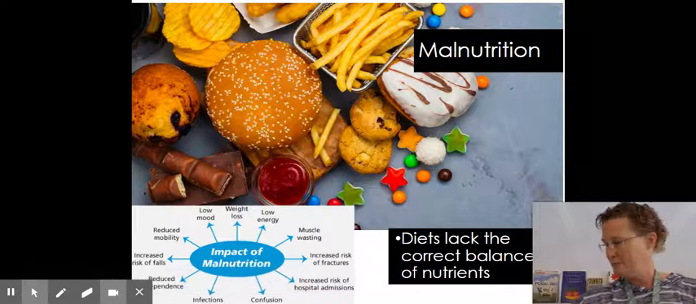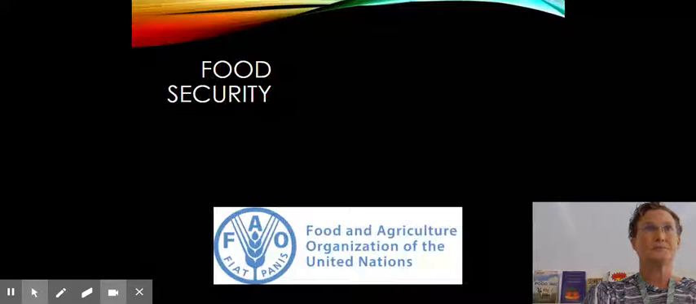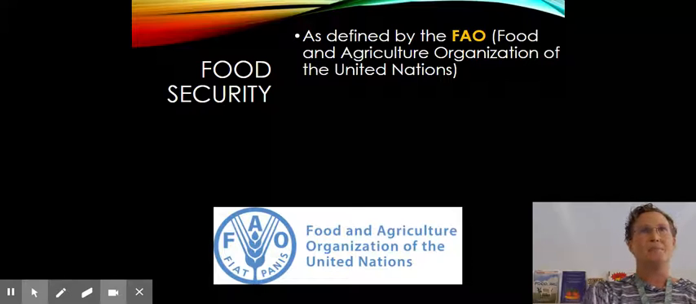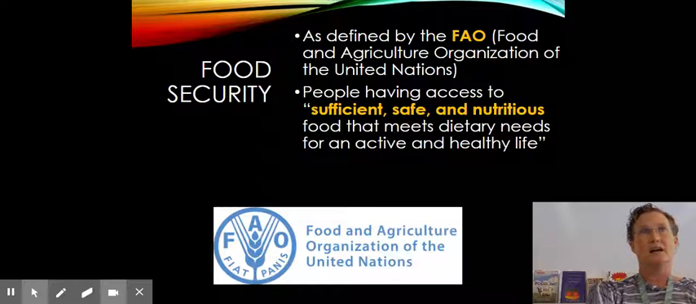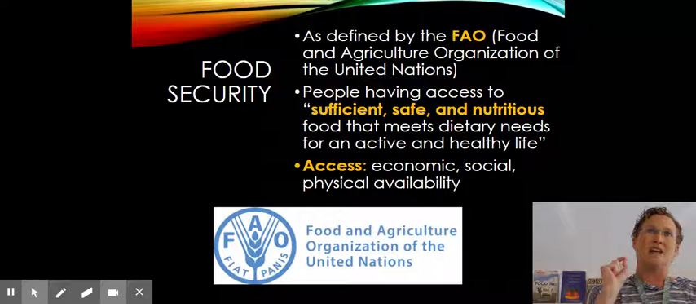So malnutrition, this is something you're writing down in your notes. Malnutrition is when the diet lacks the correct balance of nutrients. So you can eat a lot and still be malnourished. So food security is defined by the Food and Agricultural Organization of the United Nations. It's when people have access to sufficient, safe, and nutritious food that includes the dietary needs for an active and healthy lifestyle. You also have to be able to have access to the food.